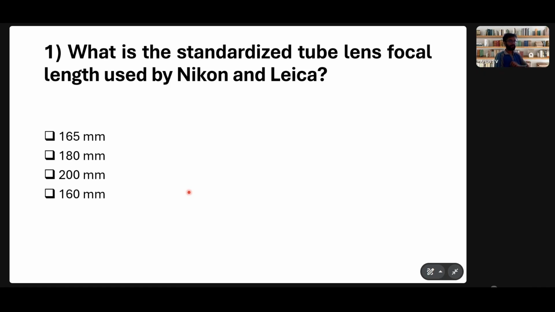So, question number one is, what is the standardized tube lens focal length used by Nikon and Leica? And this is kind of a straightforward question. The answer is 200 millimeter. So we saw that different brands use different standardized focal length lenses. Nikon and Leica use 200 millimeter, and other brands such as Olympus use 180 millimeter, and some other brands use 165 as well as 160 millimeter.